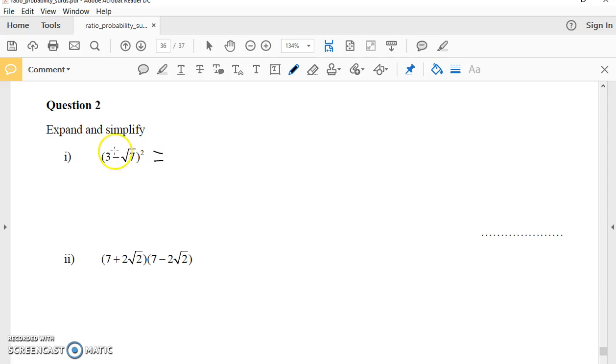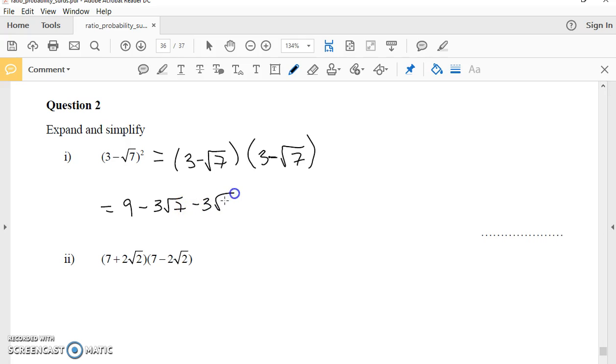So if we look here, we've got 3 minus root 7 squared. So that means I've got 3 minus root 7 times 3 minus root 7. And again, remember we're going to do first, outside, inside, last. So my first term is going to be 9. Outside is going to be 3 root 7 minus root 7, so minus 3 root 7. Inside is going to be minus 3 root 7. And the last is going to be minus root 7 times minus root 7, so plus root 49, okay, which simplifies to 7.